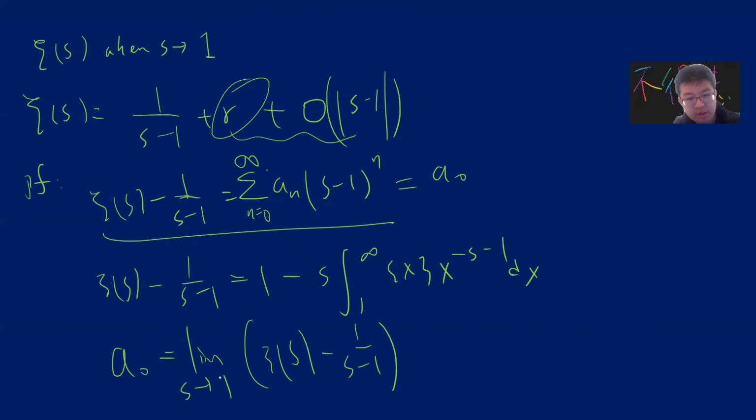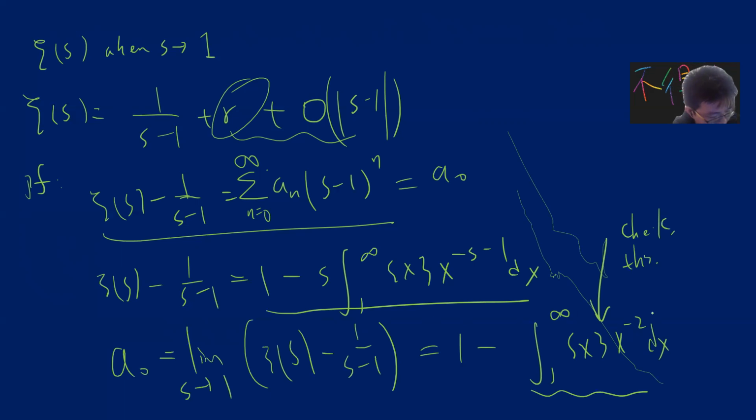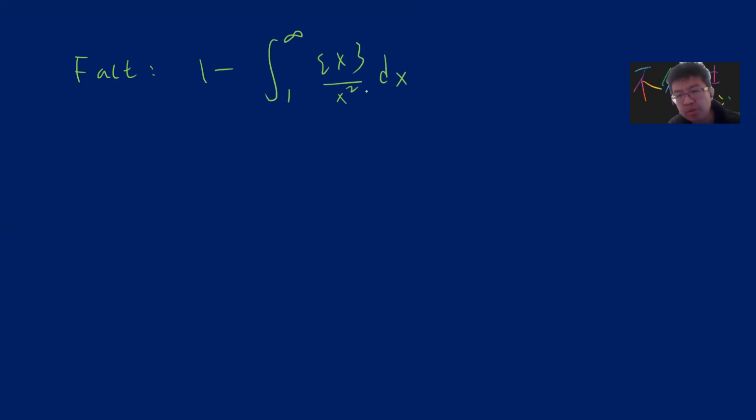If you take this, obviously we need s to approach 1. So it's 1 minus the integral from 1 to infinity of the fractional part of x times x to the negative 2 dx. Okay, so we need to find this. And then you can check this. What is this? This is just the Euler-Mascheroni constant. So fact: 1 minus the integral from 1 to infinity of the fractional part of x over x squared dx is the Euler-Mascheroni constant.